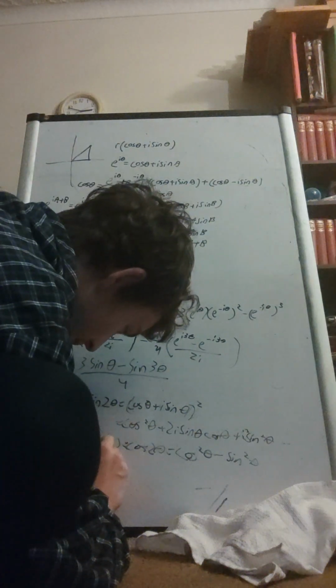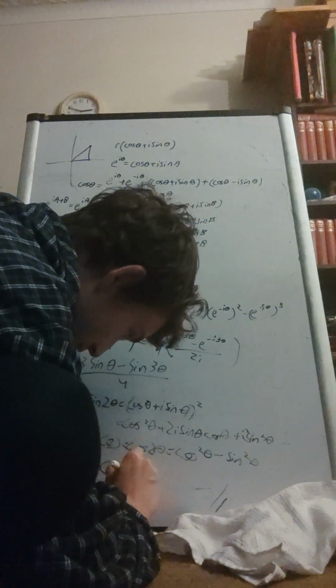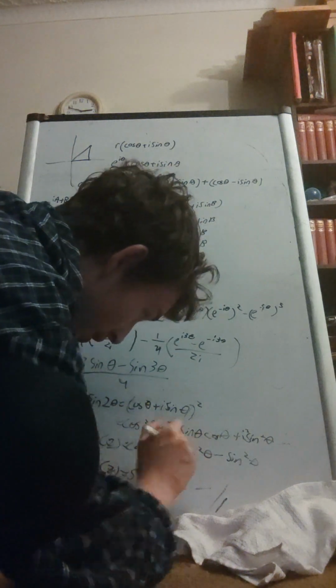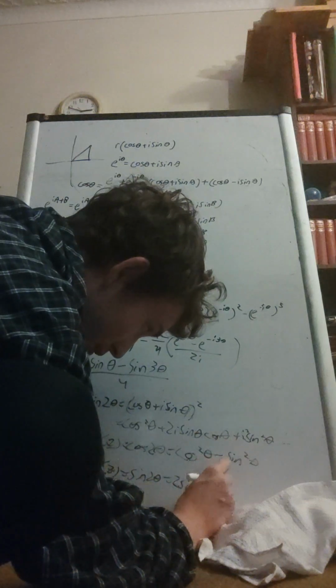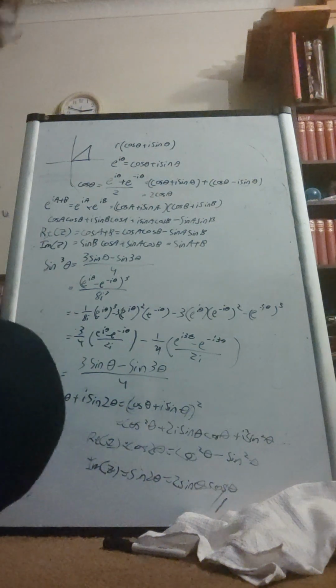And then the imaginary part would just be the sine part, so sine 2 theta equals just 2 sine theta cos theta. And I've just proved both of the double angle formulas for cos and sine using de Moivre's theorem.